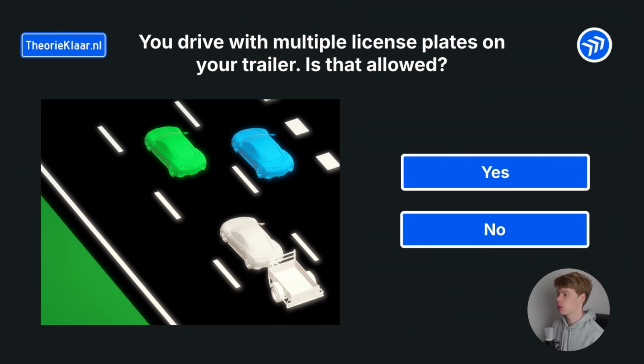You drive with multiple license plates on your trailer. Is that allowed? Then the right answer is no. You are only allowed to have one license plate on your trailer.